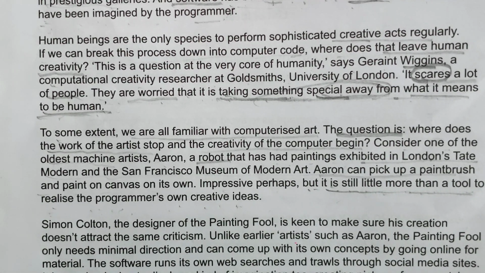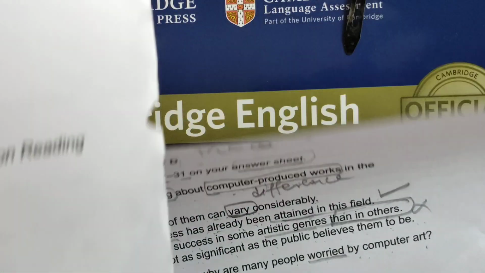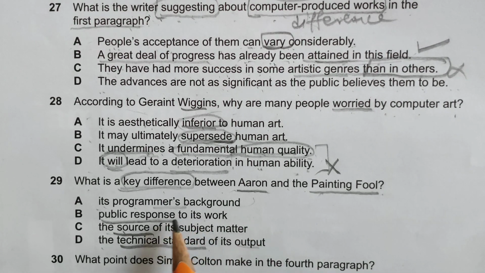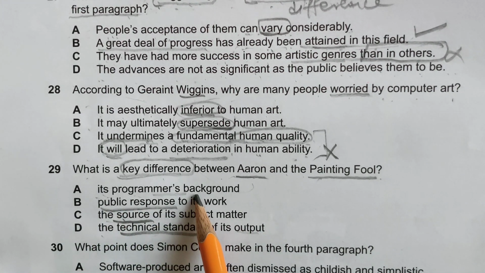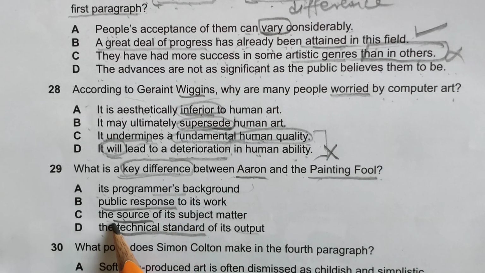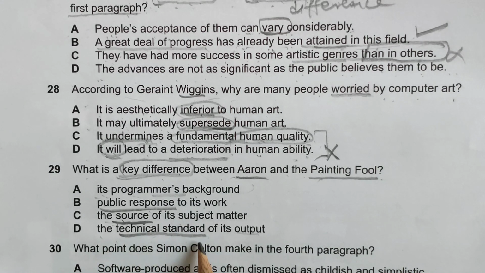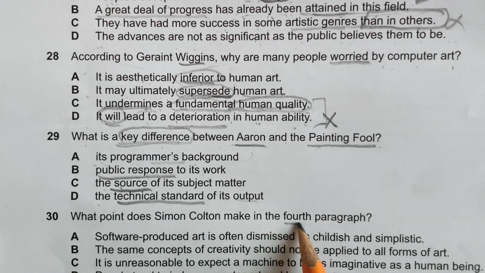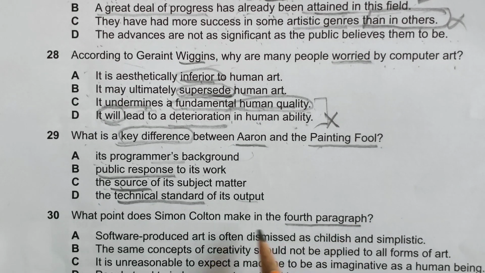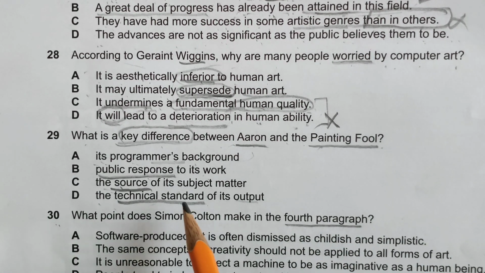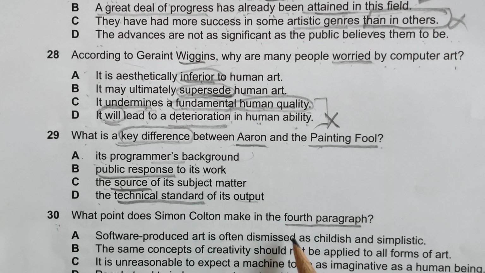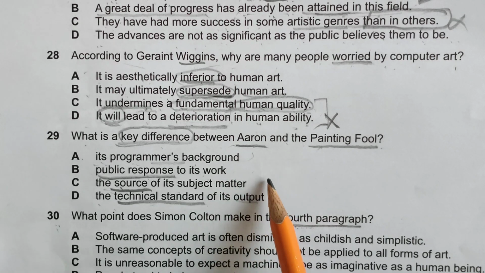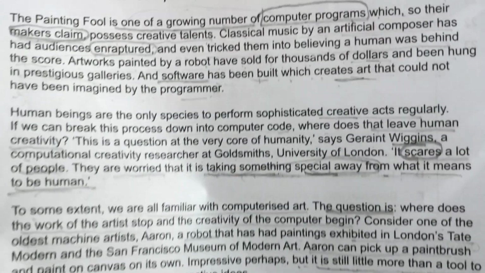Okay, let's read the options. Question 29: its programmer's background, public response to its work, the source of its subject matter, the technical standard of its outcome. Okay. Yes, I can see the next question, the 30th question, we are doing the 29th. For the 30th question, the writer is asking to go to the fourth paragraph. It means we have to look for the answer to this question in the third paragraph only.